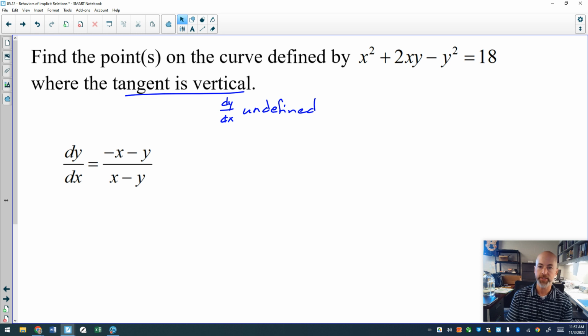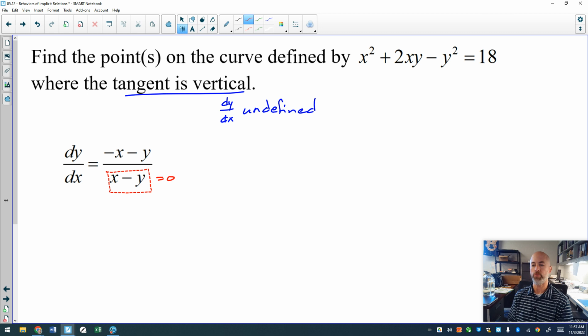Now, finding those locations depends on what your derivative looks like. And in this case, as is often the case in implicit derivatives, my derivative has a fraction. And a fraction is undefined when that denominator is equal to 0. So I'm going to find out when x minus y is equal to 0. And all I can say with this is that this will happen when y is equal to x. So I'll say dy/dx is undefined when my x and y coordinates are the same, when x is equal to y.